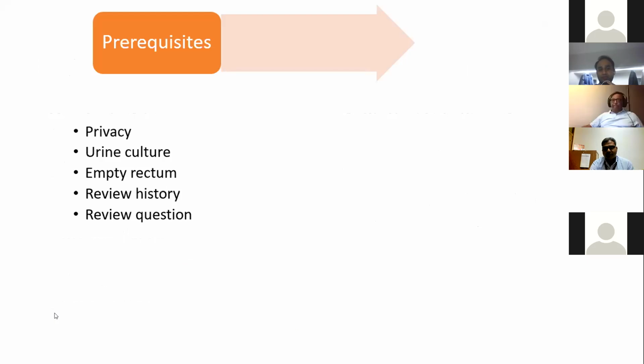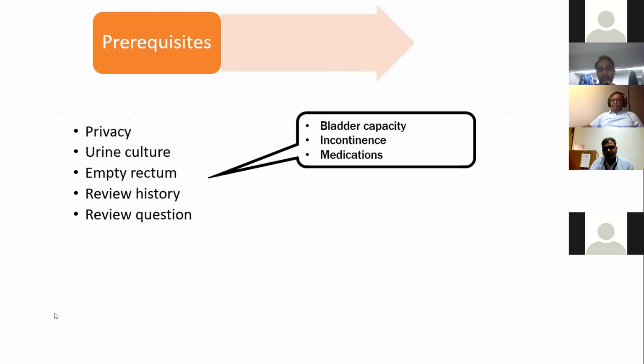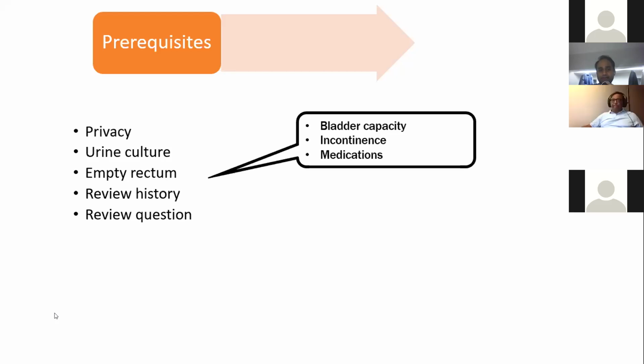The patient should not be having constipation, and you need to review the history in terms of what's the bladder capacity, is there any incontinence, and what kind of medications the patient is taking, whether he is taking some antimuscarinics or not, or he's on alpha blockers. So we need to stop those medications prior to moving on to these tests.